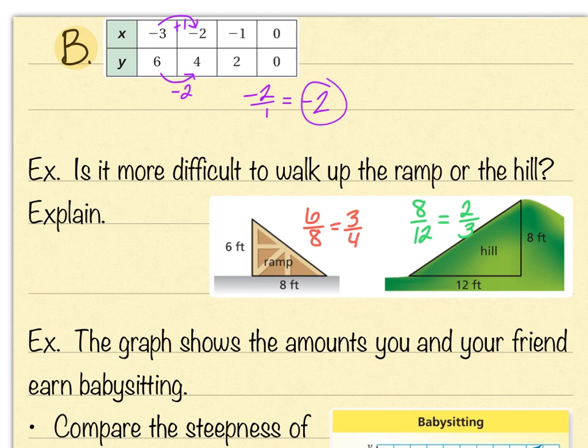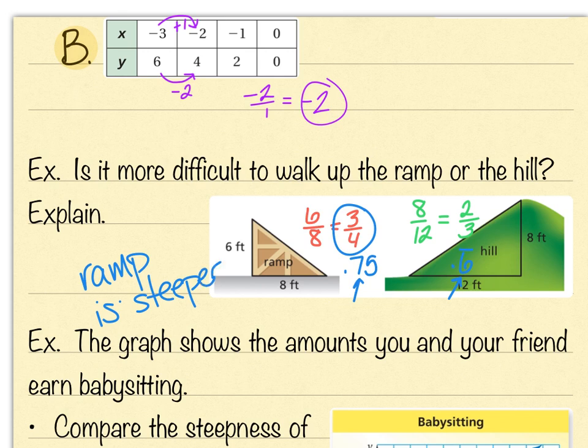You might already know this one. If you don't, the easiest way might be to think what these are as decimals. 3/4 would be 0.75, but if you do 2 divided by 3, you'll get 0.6 repeating. And so 0.75, having a 7, beats having a 6. So 0.75 is bigger. So the ramp is actually steeper, because the slope is higher than what the hill is.